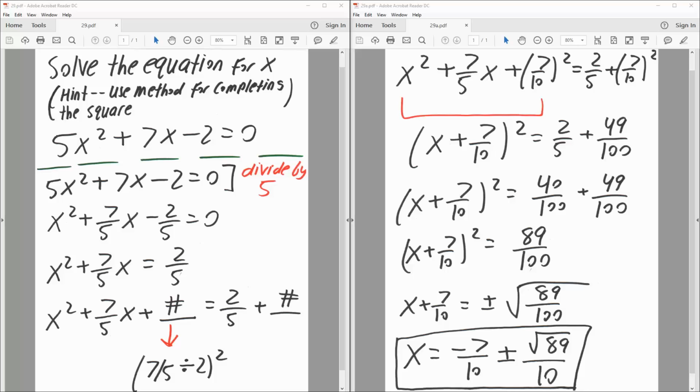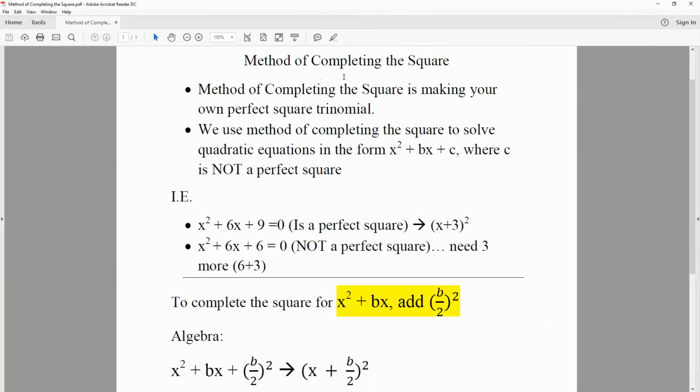In this video, we will factor by the method of completing the square for this problem right here. But before we even attempt to solve this problem, let's look at the rule. So, method of completing the square. Method of completing the square is making your own perfect square trinomial.